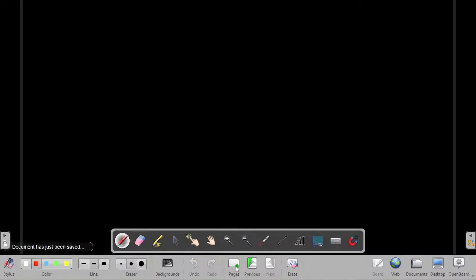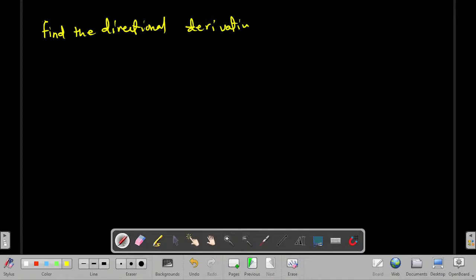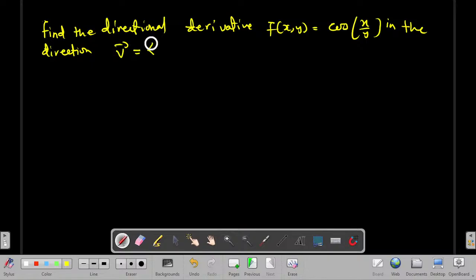Okay, let's try something new. For this problem, let's solve a directional derivative problem: find the directional derivative of the function f of x, y in the direction of the vector that is equal to 4.